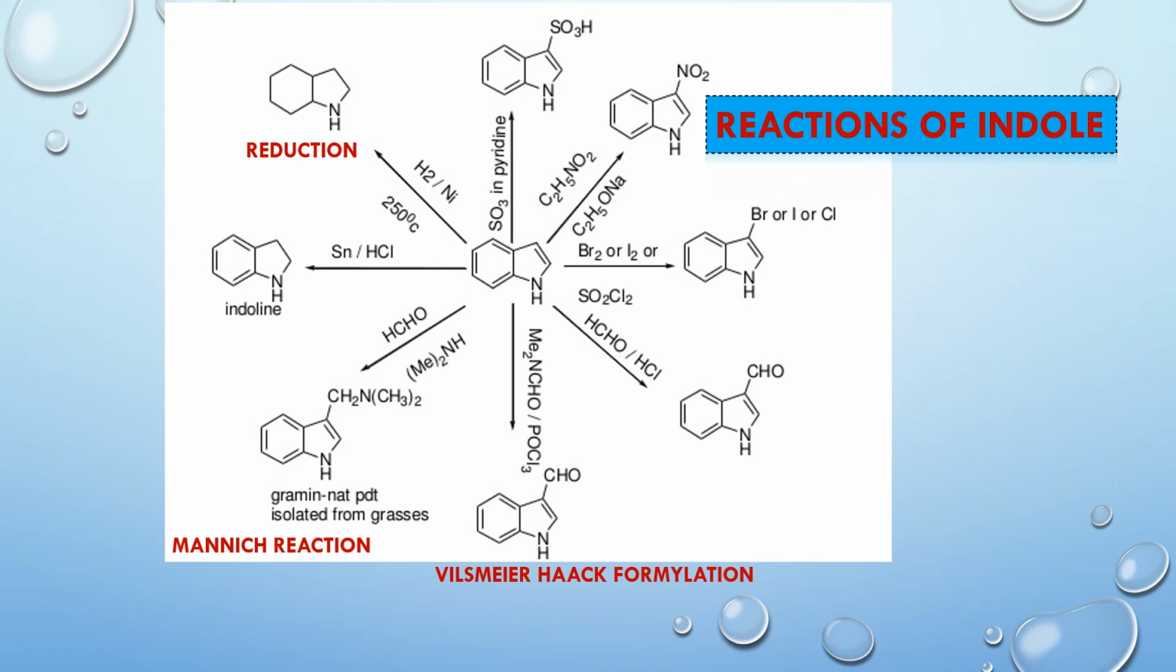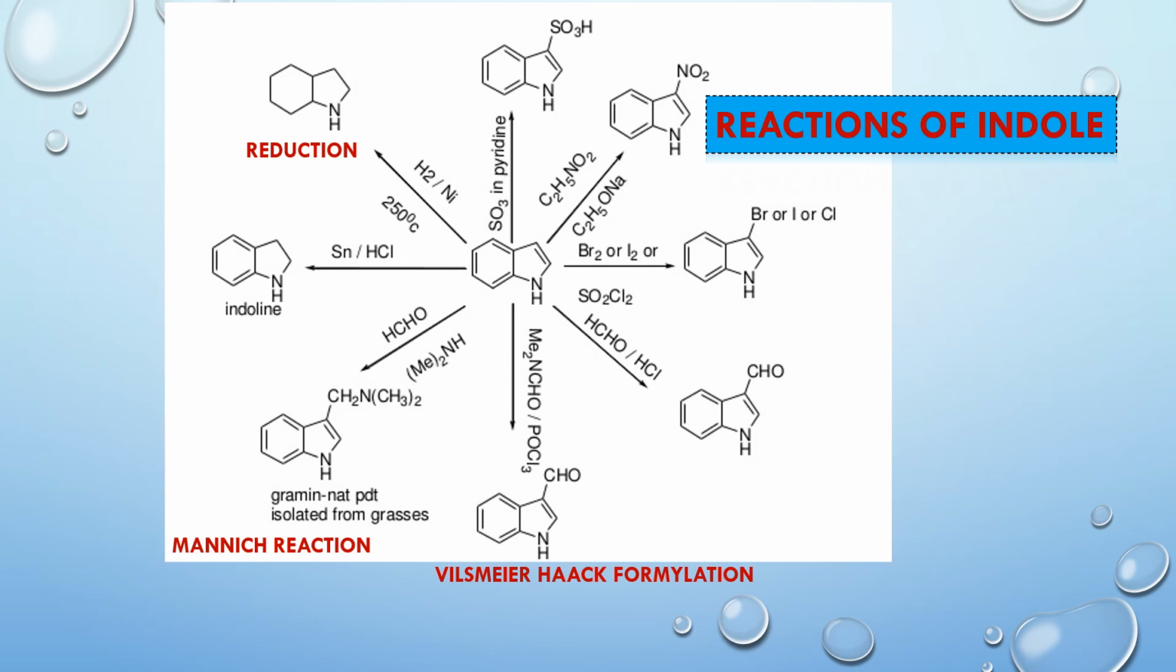Then electrophilic substitution reactions. Electrophilic substitution of indole takes place in a similar manner as in pyrrole. However, here the electrophilic reagents normally attack at the 3 position rather than the 2 position. Halogenation of indole gives 3-halogen derivatives. Friedel-Crafts acylation gives 3-acetyl indole. Then nitration gives 3-nitro indole.